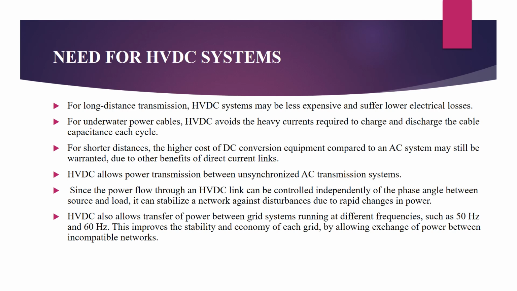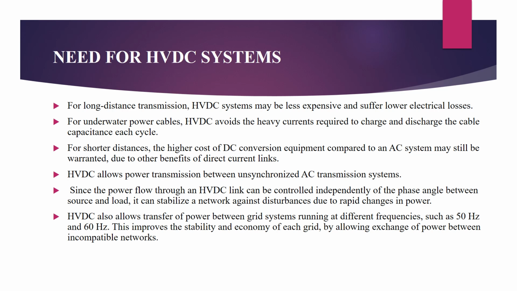Need for HVDC system. For long distance bulk power transmission, HVDC system may be less expensive and suffer lower electrical losses. For underwater power cables, HVDC avoids the heavy current required to charge and discharge the cable capacitance each cycle. For shorter distances, the higher cost of DC conversion equipment compared to AC may still be warranted due to the other benefits of DC links. HVDC allows power transmission between unsynchronized AC transmission systems.